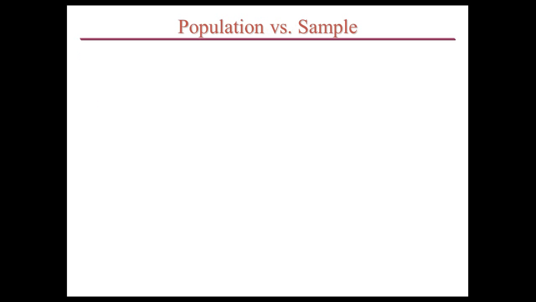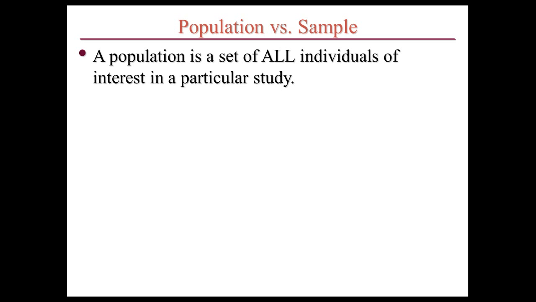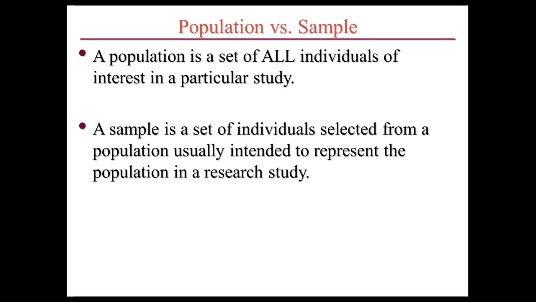So population versus sample. These are two distinct concepts. A population is a set of all individuals of interest in a particular study. So the entire sampling frame of individuals of a particular class or distinction for a particular study. So if you were wanting to look at college student drinking, you would need to collect a sample of all college students, which would be a population, but that's very difficult to get. So we rely on samples.